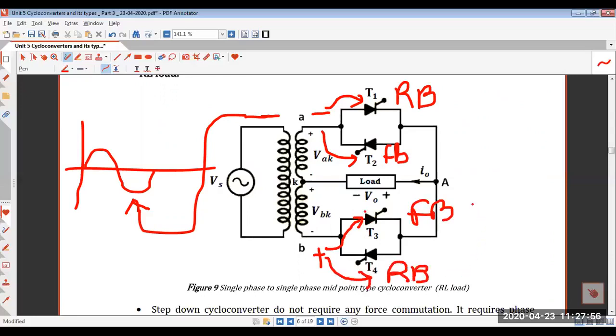So for the negative half cycle, since we have two SCRs which are forward biased, this SCR T2 and this SCR T1, but we do not trigger T2 in this case. We will only trigger T3 so that we can get the positive output.